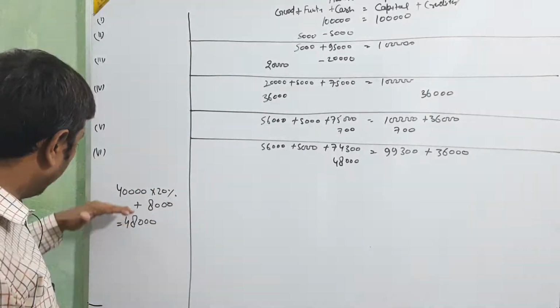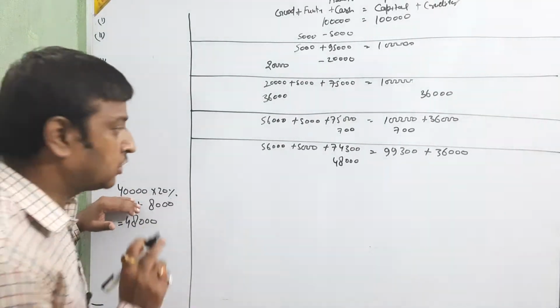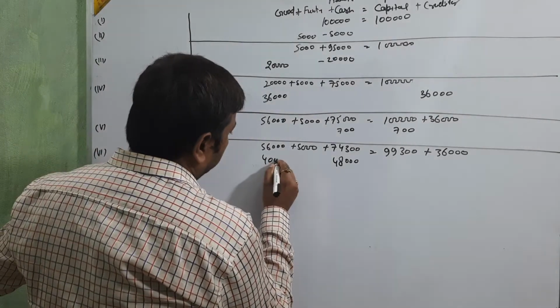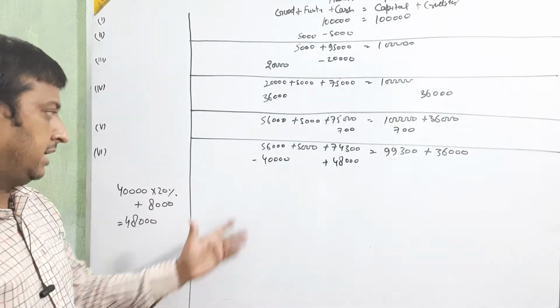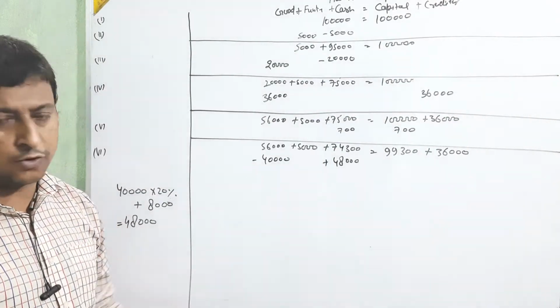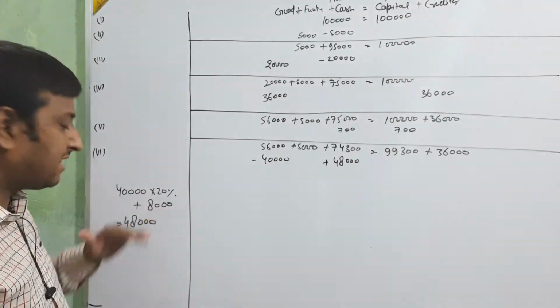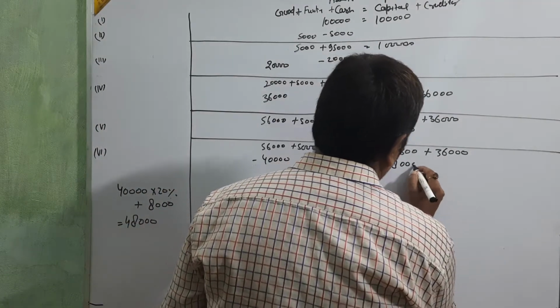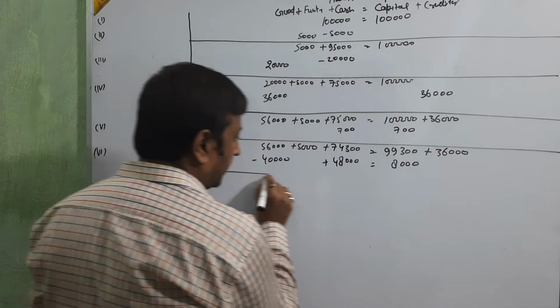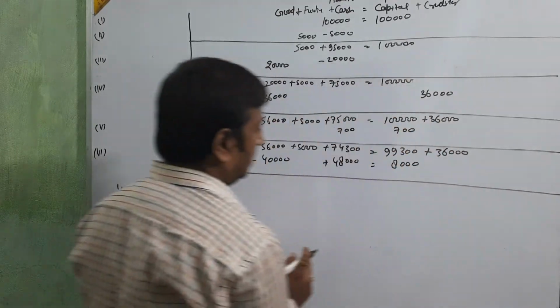Clear? We are selling only 40,000 of goods. Goods value is 40,000, so less from goods 40,000. It's also clear? Only 40,000 we are going to sell, beta. So 40,000 less from goods, 8,000 is profit, and where will profit be added? In capital, beta. Profit is added in capital.